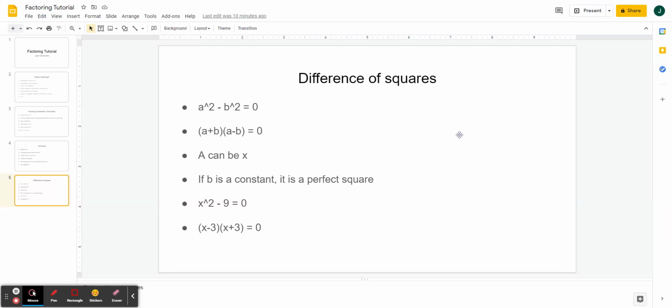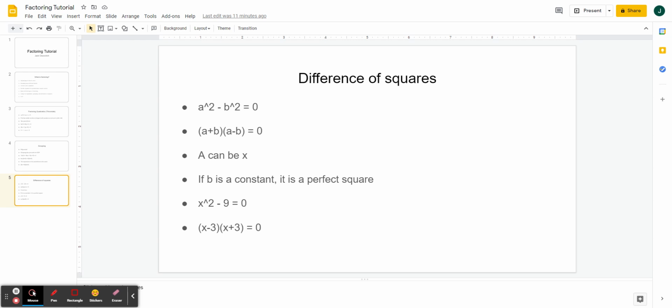The last factoring method I'm going to go over is the difference of squares. So the difference of squares equation will be in the format a squared minus b squared equals 0, and will give you the result of a plus b times a minus b equals 0. And it's important to remember that a can be x. When you look at it in this format, it typically will be x. It'll be x squared minus something.